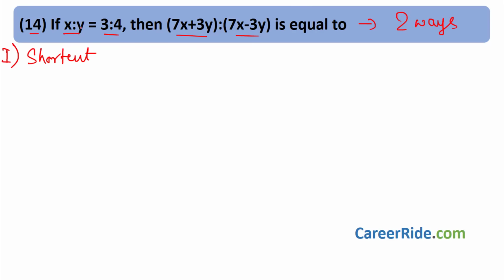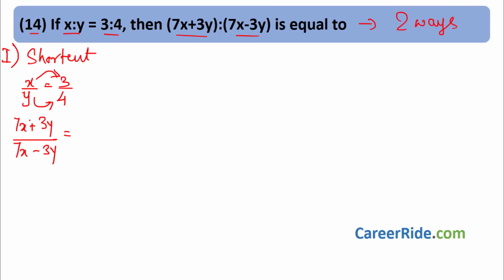Whenever they have given x is to y is 3 by 4, and then they give such a value, find the value of this and all that stuff. Simply put what we have, x upon y is given as 3 by 4. So put the value of x as 3, put the value of y as 4. What you will get? (x + 3y) upon (7x - 3y). We have to find the value of this.